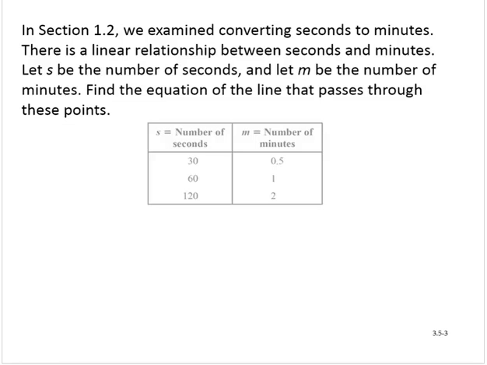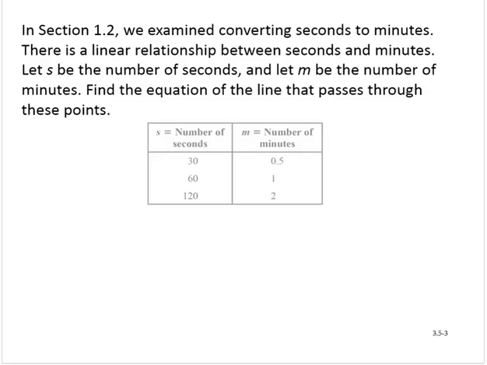In section 1.2, we examined converting seconds to minutes. There is a linear relationship between seconds and minutes. Let S be the number of seconds and M be the number of minutes. Find the equation of the line that passes through these points.